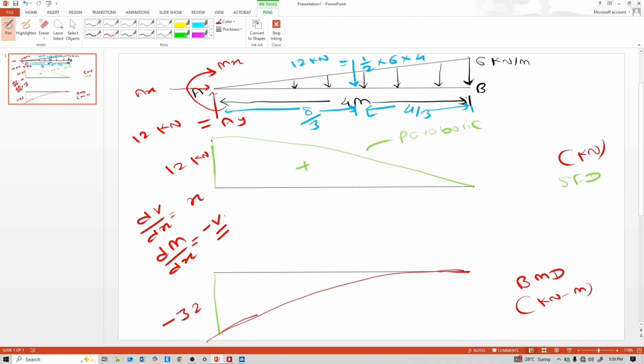So this shear depends on load, and moment depends on this shear, the slope of that. See this formula. Here see shear maximum, that's why here slope is maximum. Here see shear 0, that's why here slope is 0. Slope is like this. So the relation between this is this.